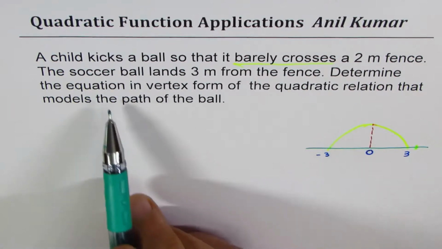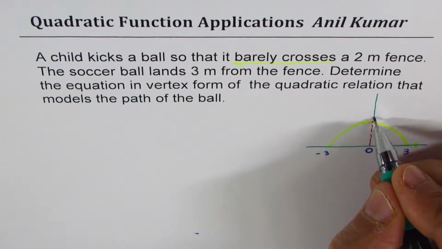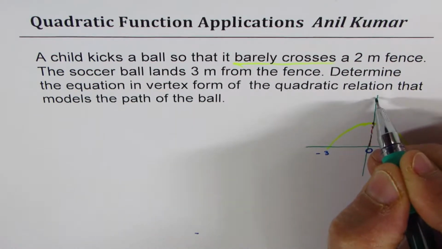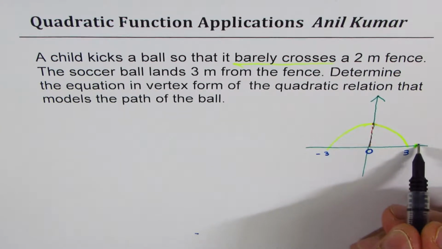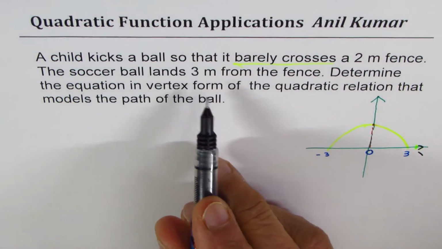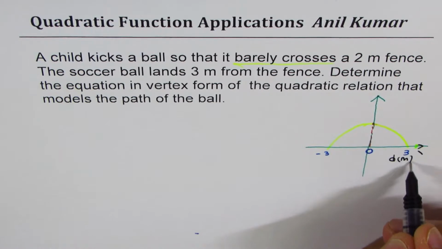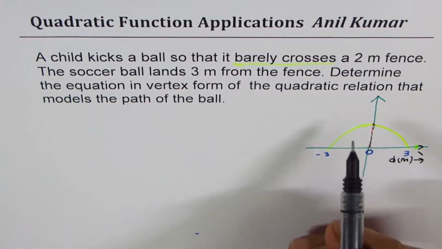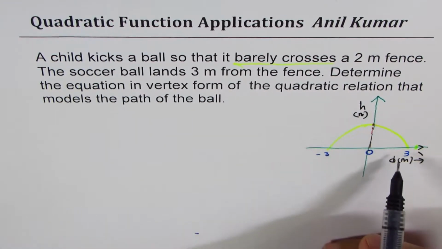Now, since we want to write the equation in vertex form, the best thing is to take the y-axis along the vertex itself. So that becomes easiest. I hope this approach helps you to understand how to choose the axis also. So this is our x-axis, and x-axis will be distance for us in meters, right? So let me write distance in meters here. And this is our height in meters. So we'll relate height with distance.